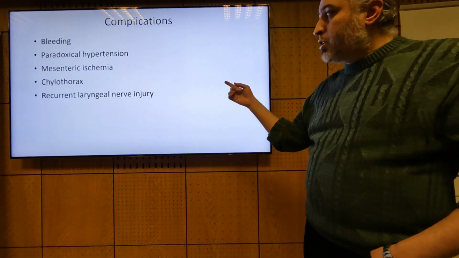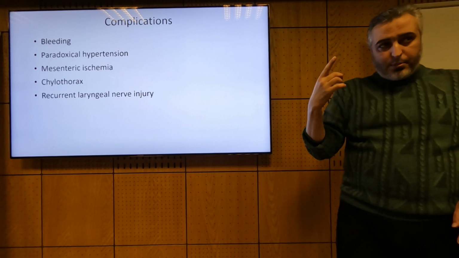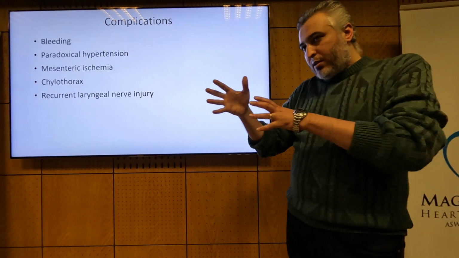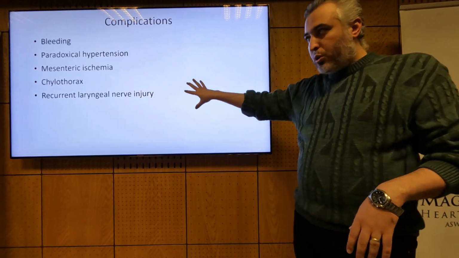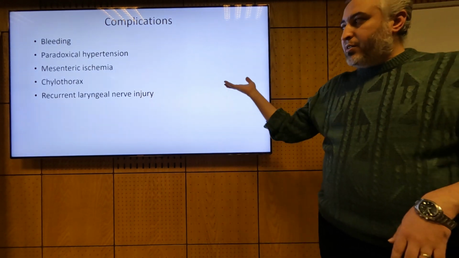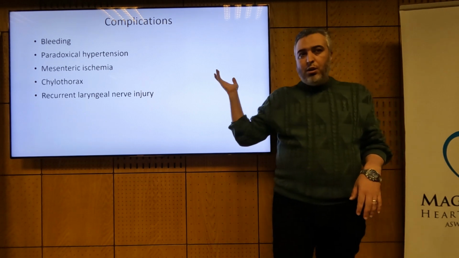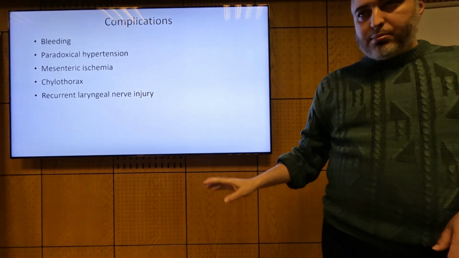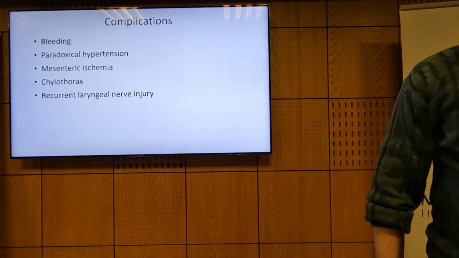The recurrent laryngeal nerve just passes around the ductal ligament or the PDA, and this is in the area of the repair, so it can get injured. If a patient gets a recurrent laryngeal nerve injury, they can get hoarseness, sometimes aspiration. Most of the time, this recovers with time.